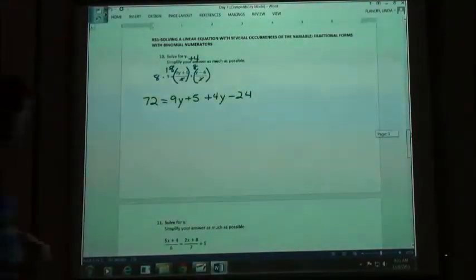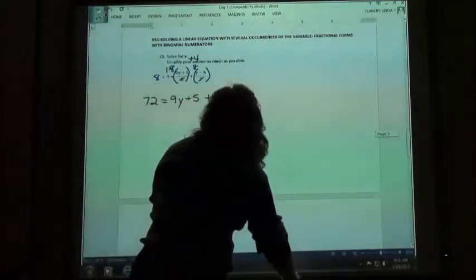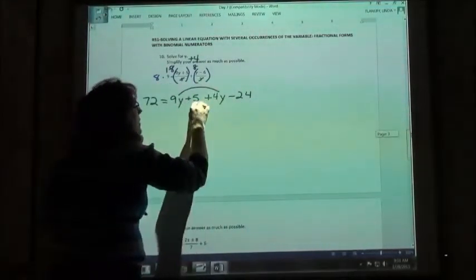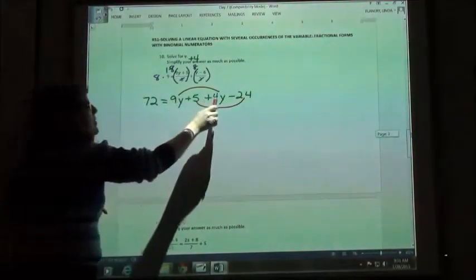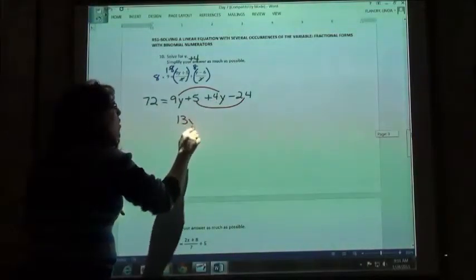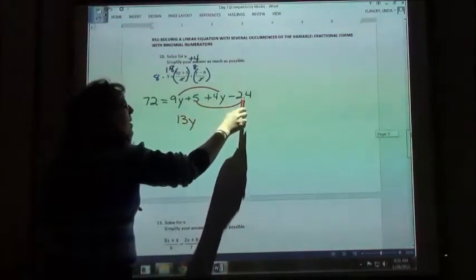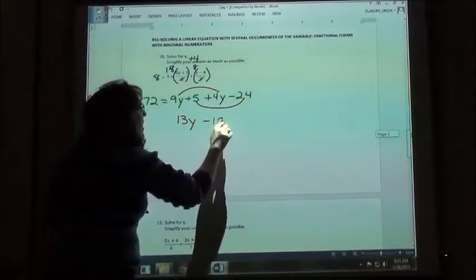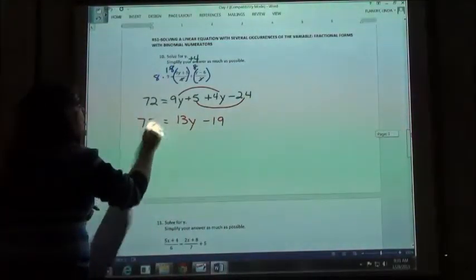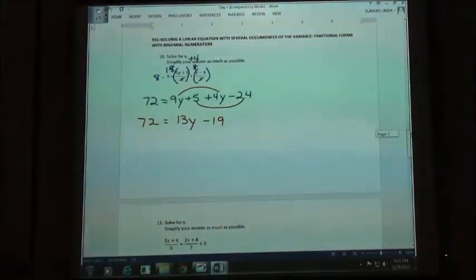Since I've got 4 terms over there on that right-hand side, I'm going to combine my like terms. And so 9 plus 4 would give me 13y. 5 minus 24 would be negative 19. And so 72 is going to equal 13y minus 19.